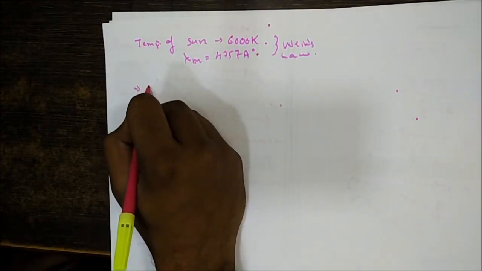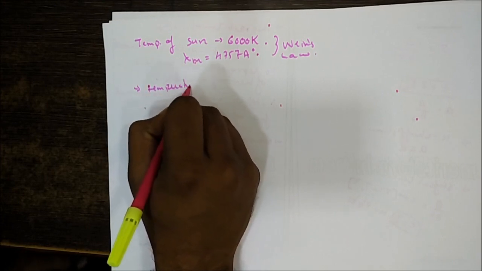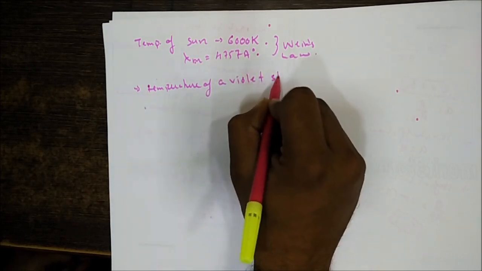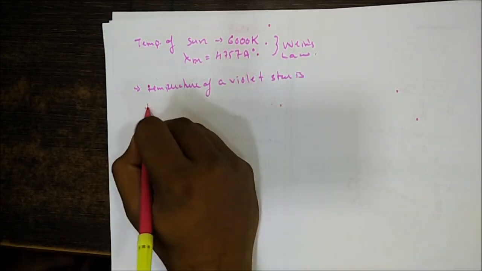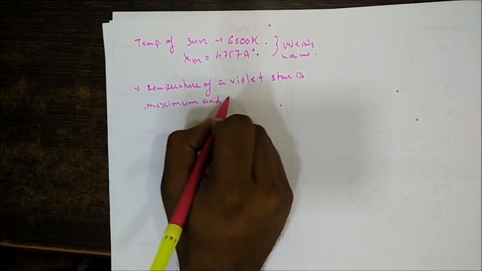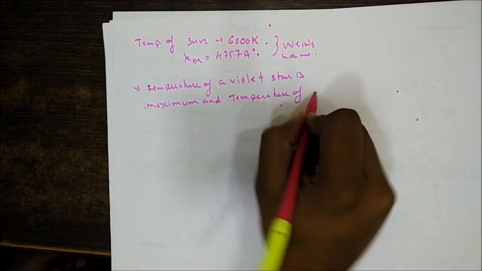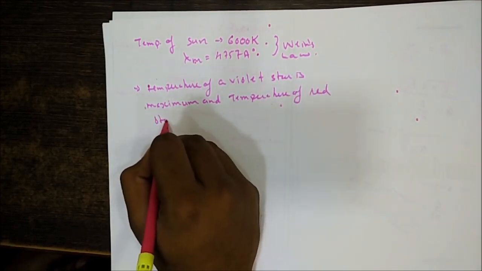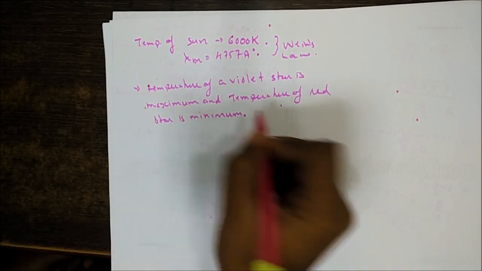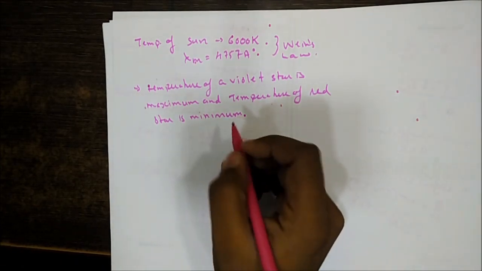It also can state that temperature of a violet star is maximum and temperature of red star is minimum. That means higher the wavelength, the less would be the temperature.